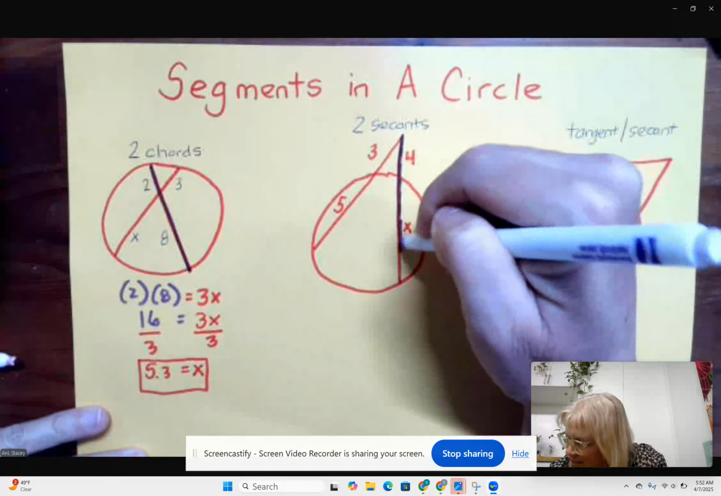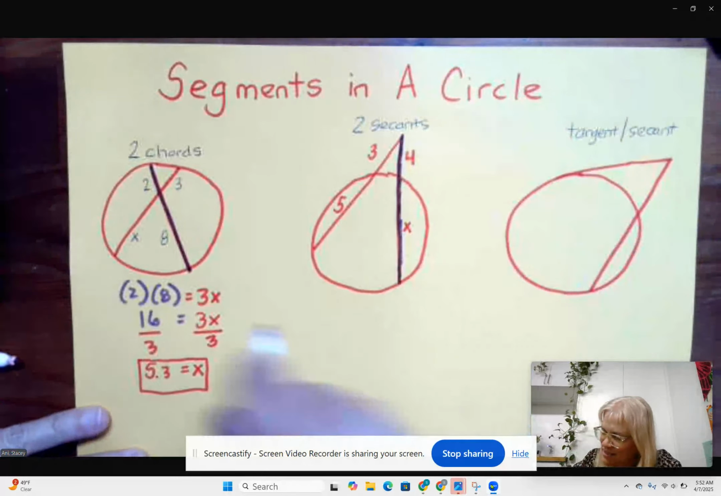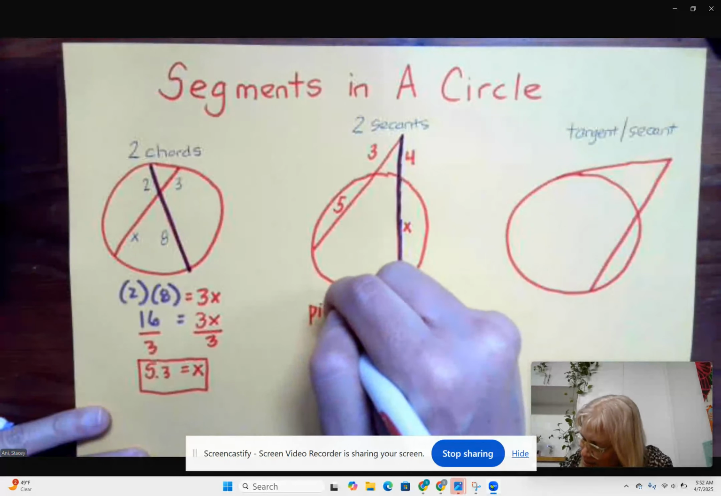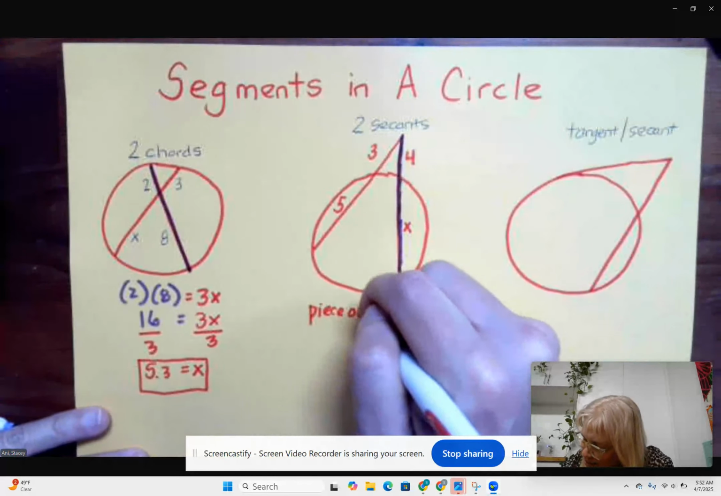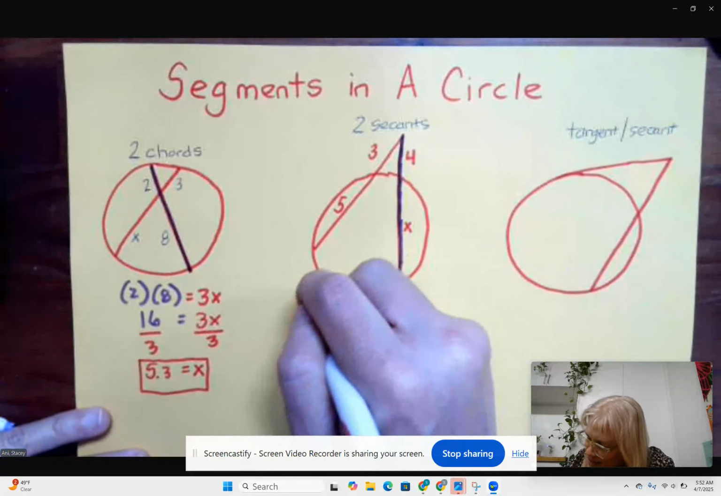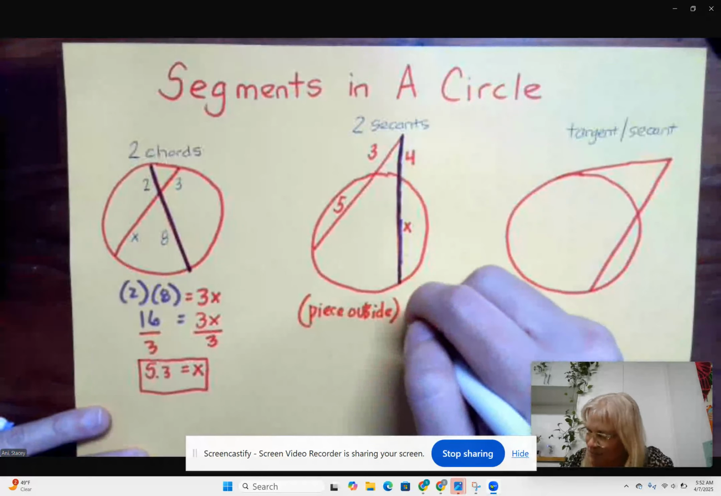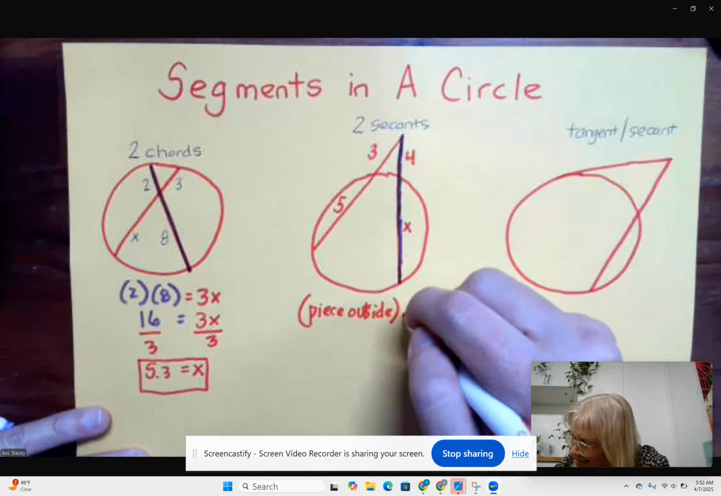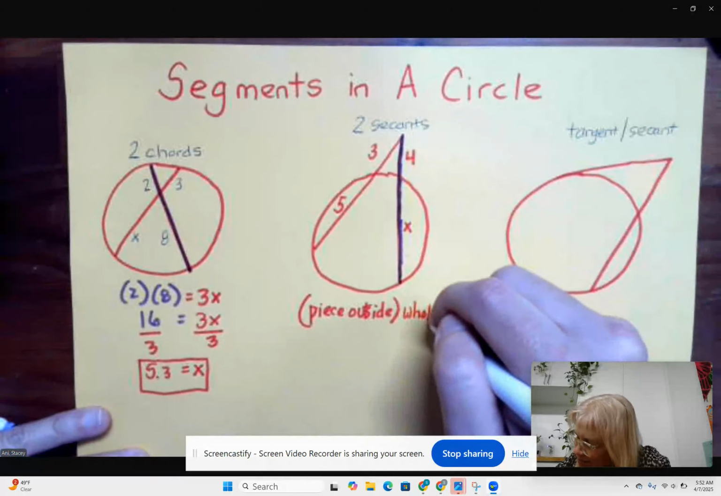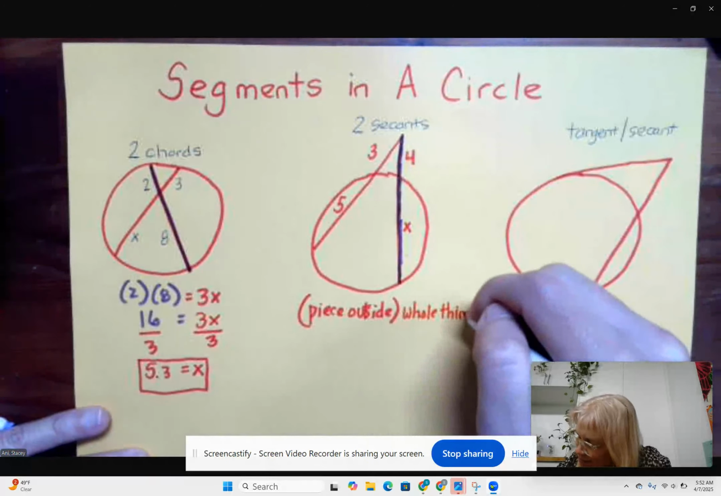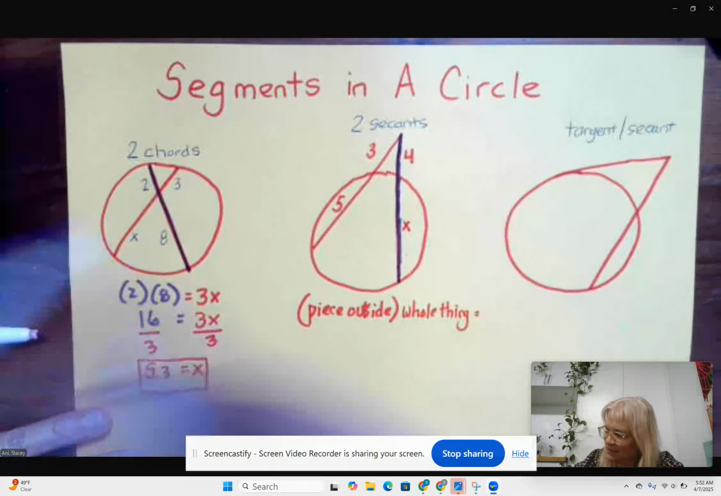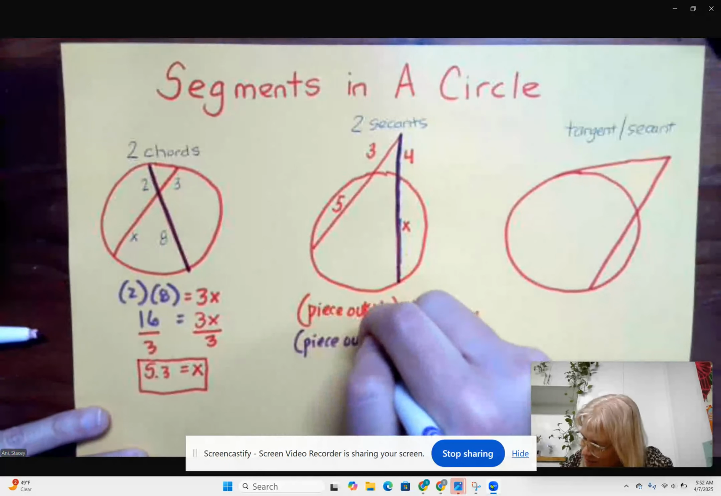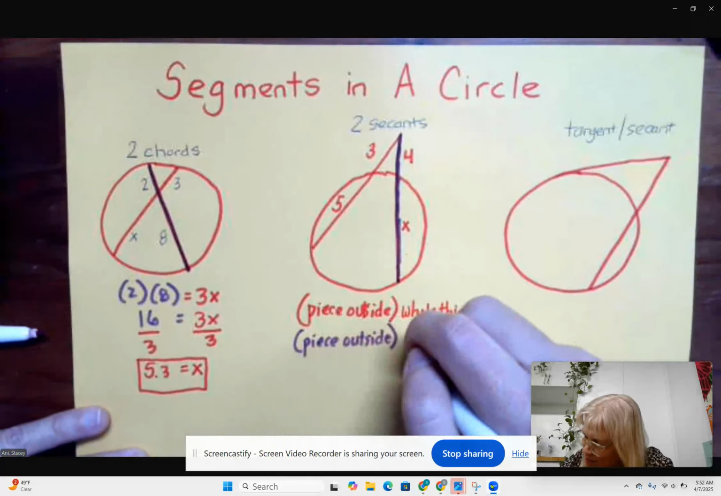And I would describe it like this. It is like the piece outside times, I'm gonna run out of room. This was a terrible setup. Piece outside times the whole thing is equal to the purple piece outside times the whole thing.